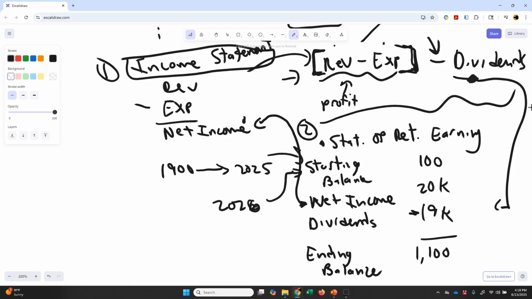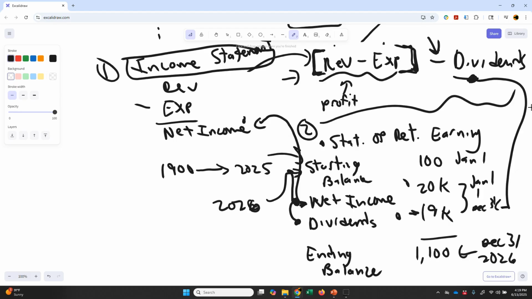Now, this net income and dividends is what happened within the year. So basically, this is on January 1. This stuff happened between January 1 through December 31. All the transactions that took place generated this much profit. We paid out this much dividend. And so this balance here is the December 31, and I guess in this case 2026 balance. So this ending balance, we're going to now plug in to our balance sheet.